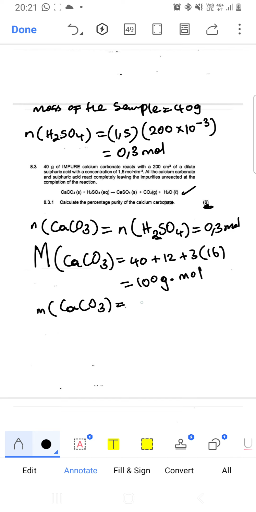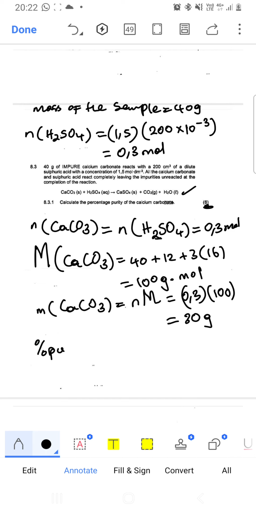Now we are going to say mass is equal to the number of moles multiplied by the molar mass, and then we get what? We get 0.3 multiplied by 100, and then we get 30 grams, right?